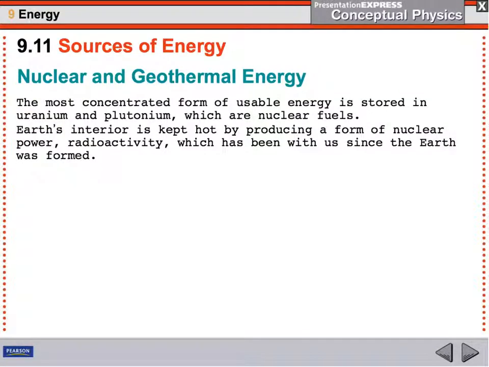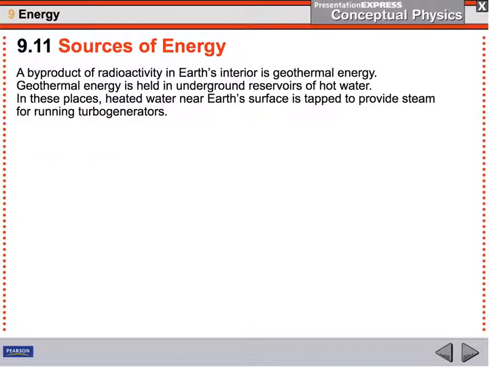Nuclear and geothermal energy. The most concentrated form of usable energy is stored in uranium and plutonium, which are nuclear fuels. Earth's interior is kept hot by a form of nuclear power, radioactivity, which has been with us since the Earth was formed. A byproduct of radioactivity in Earth's interior is geothermal energy. Geothermal energy is held in underground reservoirs of hot water. In these places, heated water near Earth's surface is tapped to provide steam for running turbo generators.